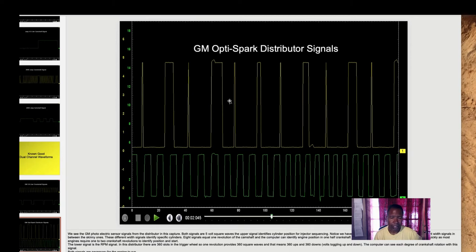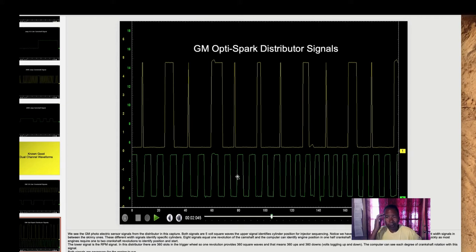It also gives a quick start. Now let's look at this lower one. You can see the top one is different. The upper signal is, again, engine position. The bottom one is crankshaft position.